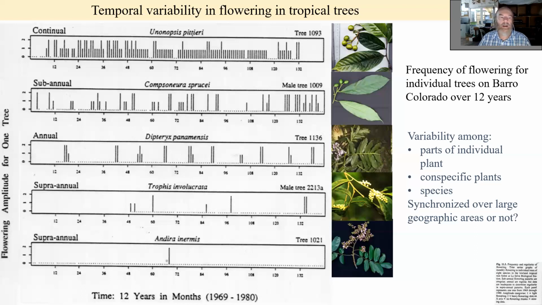Now, the same goes for flowering. There can be very different patterns. These are individual shrubs of different species in Panama, and they're flowering over 12 years, and we can see some different patterns. We can see continual flowering, and then we can see subannual or still quite seasonal annual flowering or supraannual. So that means flowering not every year, and in this one example, only once every 12 years.